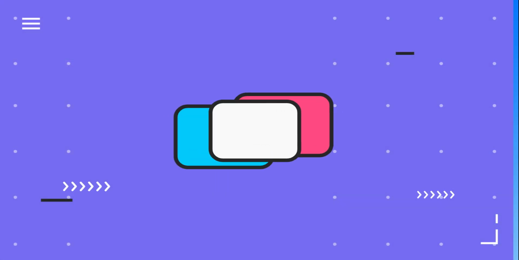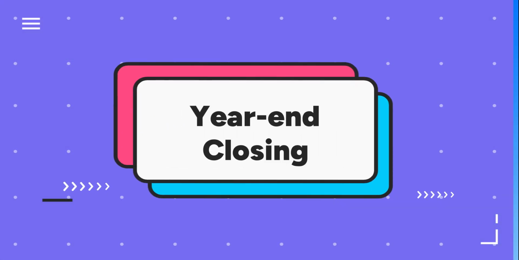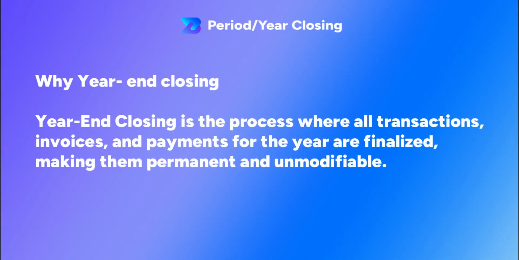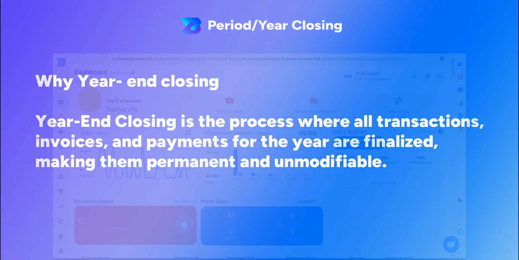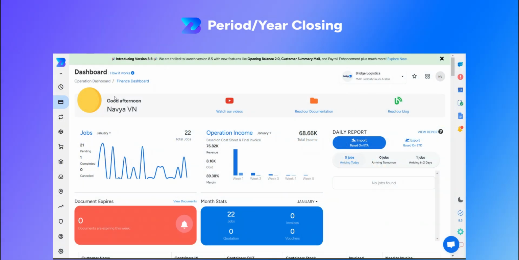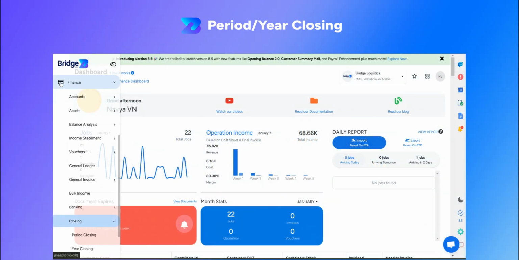Next, we will show you year-end closing processes within the BridgeLCS platform. Year-end closing is the process where all transactions, invoices, and payments for the year are finalized, making them permanent and unmodifiable. Start by clicking on a Finance module and navigate to the Closing section. And select a year closing.